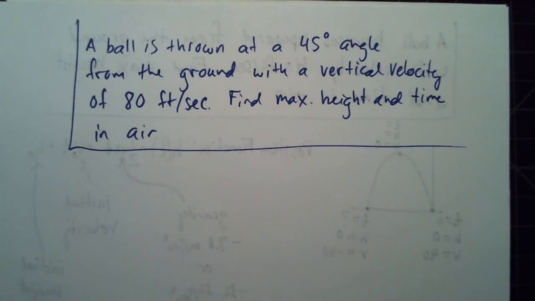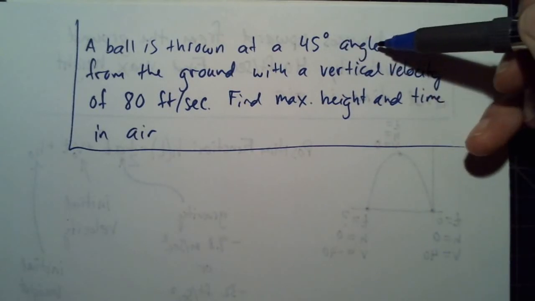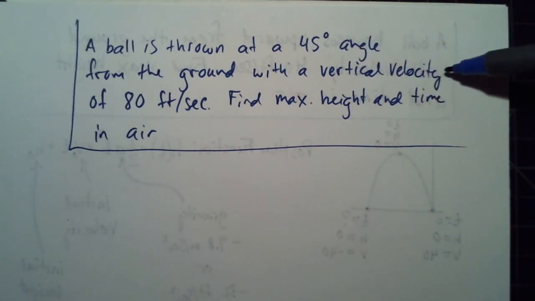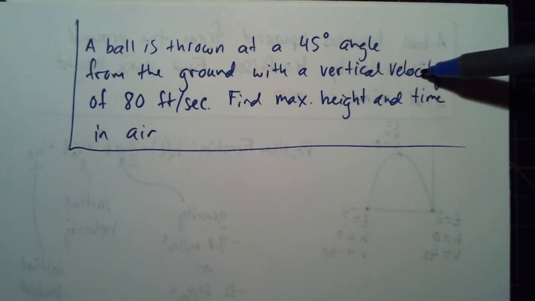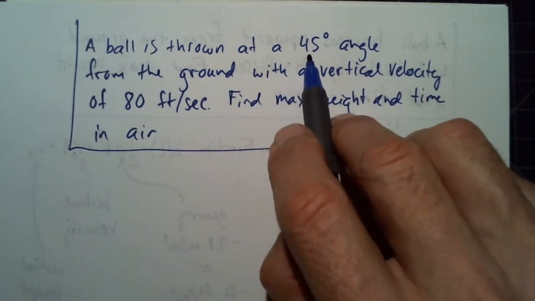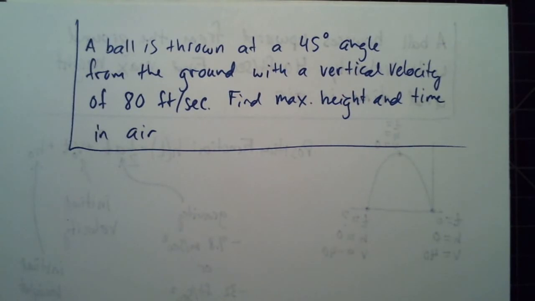Okay, try this one on your own. Pause the video and just remember that it doesn't matter if it's thrown at an angle as long as we're given the vertical velocity. If we were given the velocity at this angle, we'd have to use trigonometry to find the vertical velocity. But we already know the vertical velocity is 80, so we can really just disregard the 45-degree angle. Pause the video and try that one.